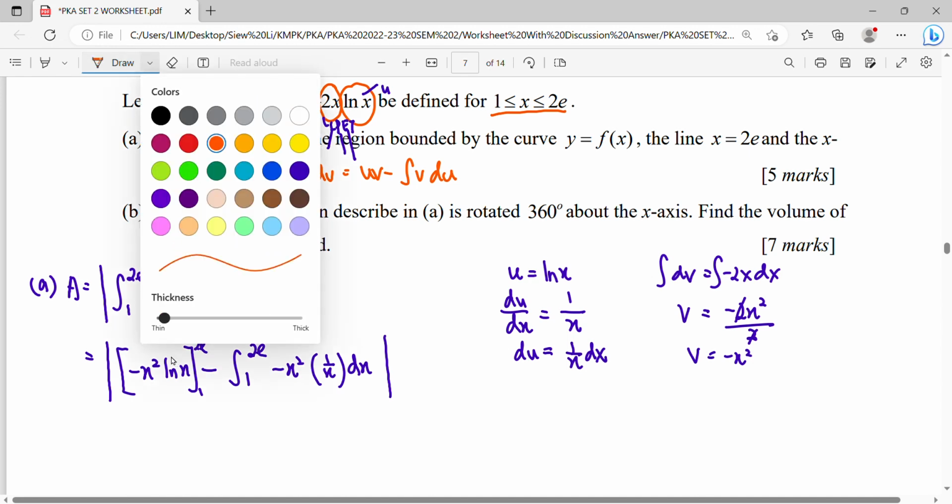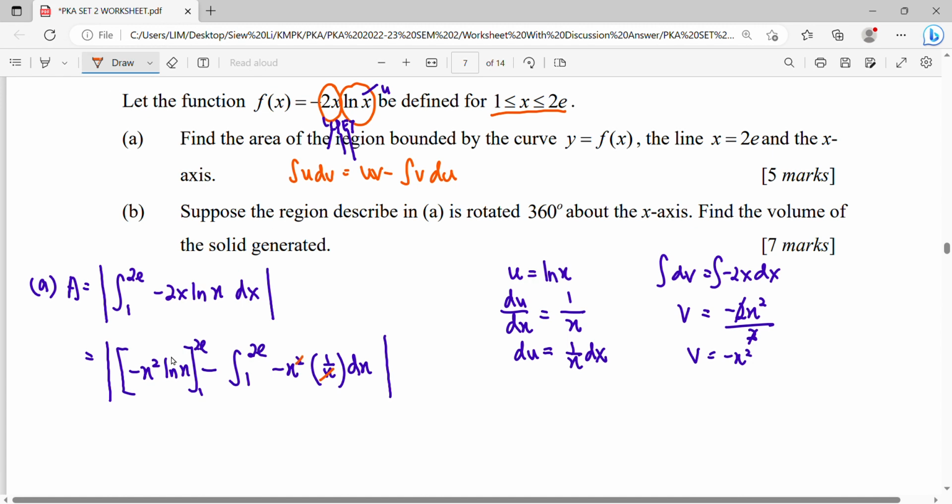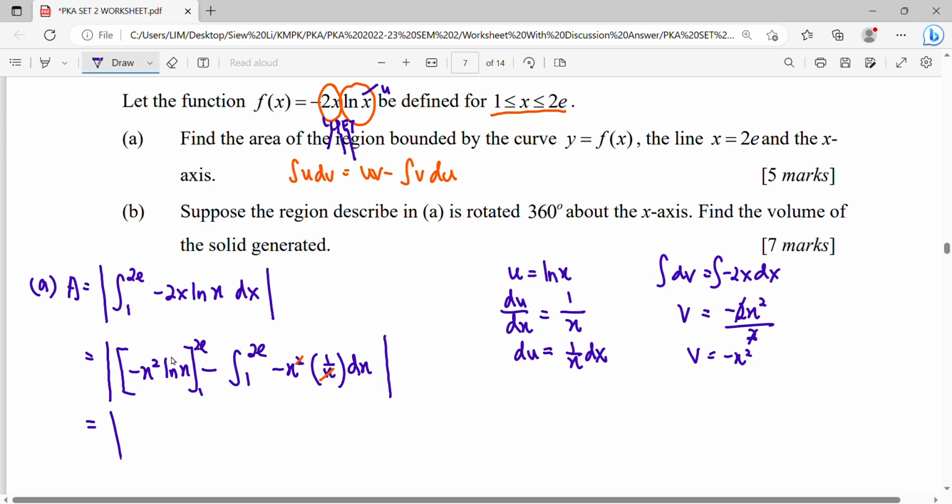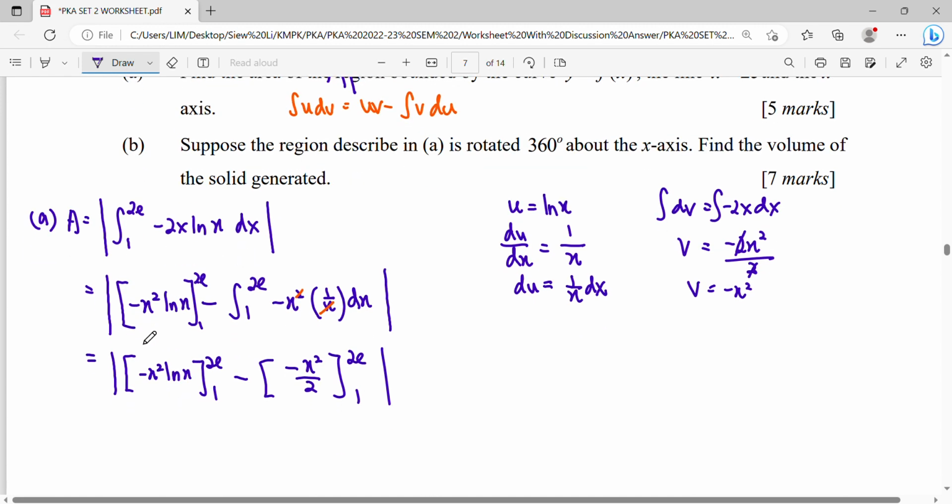So we integrate the next part here. We simplify. So integrate x only. Integrate x, power plus 1 over new power. So from here, upper limit 2e, lower limit 1. Make sure this integration is positive in value. Then we can finally substitute your value here.